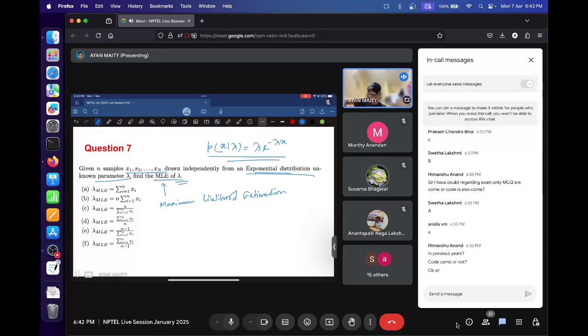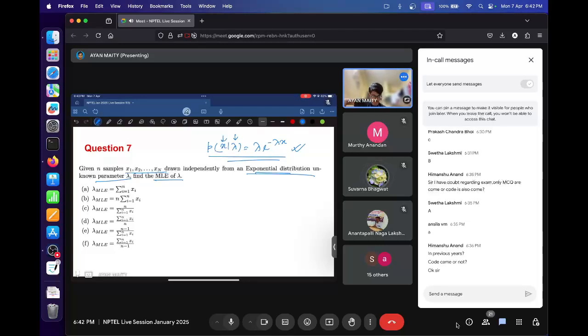Yeah, this question is slightly lengthy and requires a little bit of mathematical calculations. I will show you how to calculate MLE for this exponential distribution. So this is the exponential distribution, probability of x given lambda. This lambda value is unknown and we want to find out the maximum likelihood estimation value of this parameter lambda.